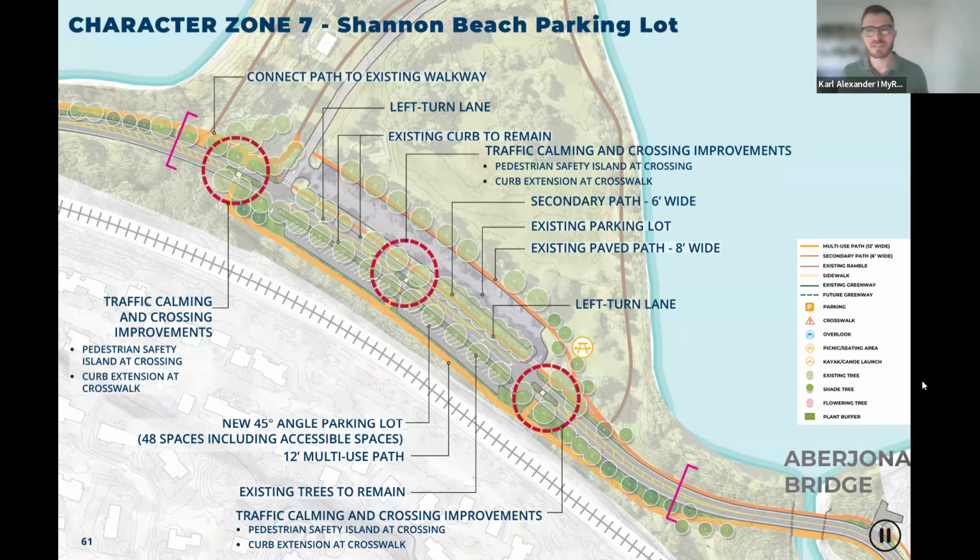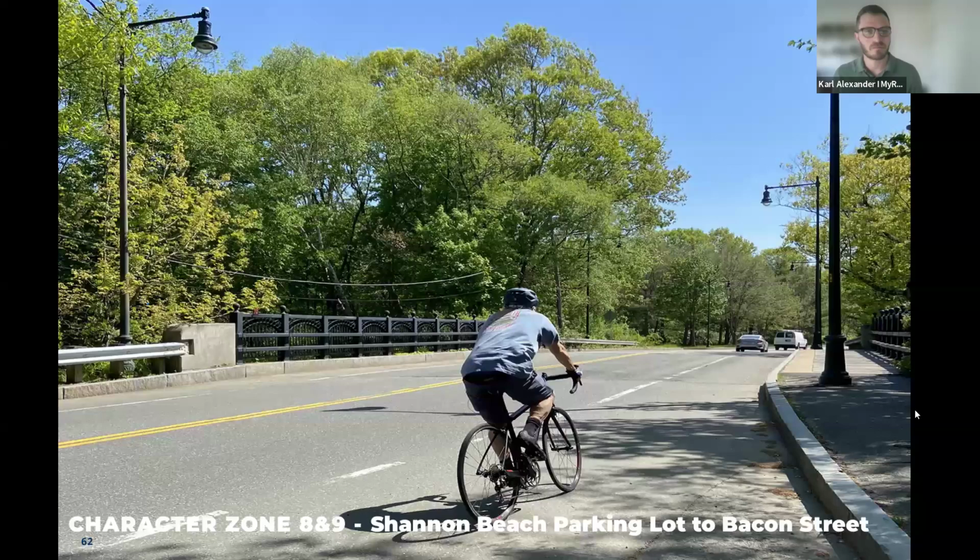Great. All right, so let's continue onward, or Iris or Jessica, feel free to take it away. Yep. Okay, so now I think we're entering the last section, character zones 8 and 9, leaving Shannon Beach, crossing the Aberjona Bridge and heading towards Wedgemere Station, towards the north end of our site.